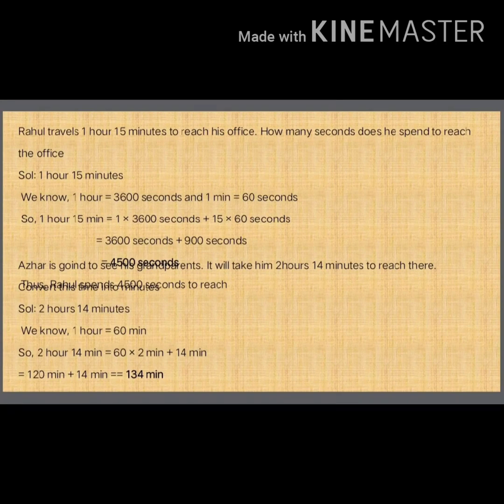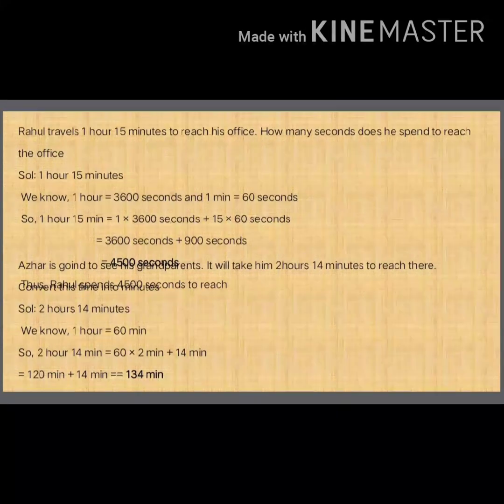Similarly, the second one: Azhar is going to see his grandparents. It will take him 2 hours 14 minutes to reach there. Convert this time into minutes. Now again we can see that the time is given in hours and minutes. Minutes will not change, they will remain as they are because they are already in minutes. We will have to change hours. Now 1 hour is 60 minutes, so multiply 2 by 60 and you get 120. Now 120 plus 14 will give you 134 minutes. Therefore Azhar will take 134 minutes to reach his grandparents.